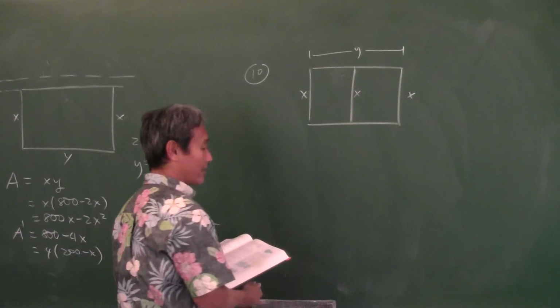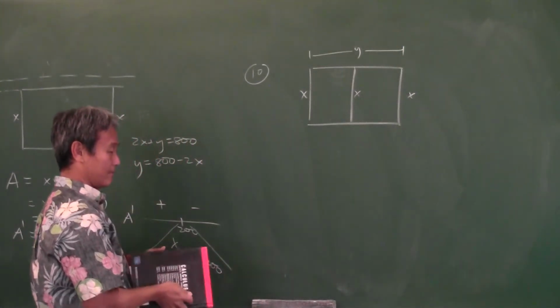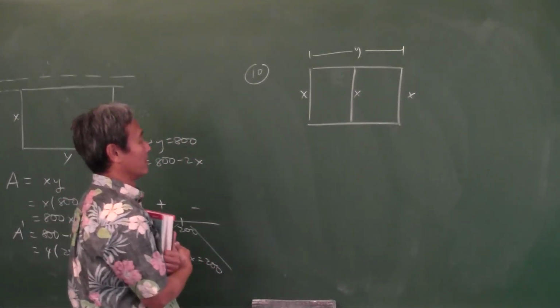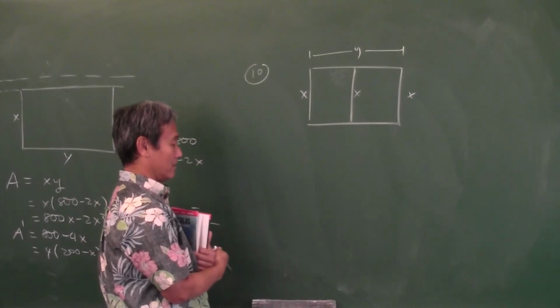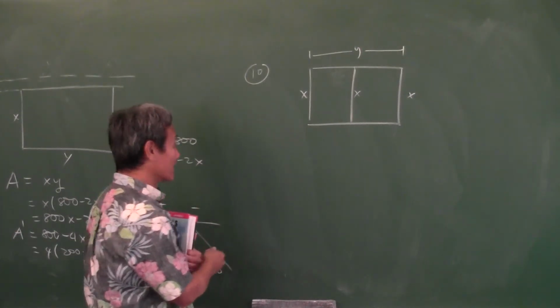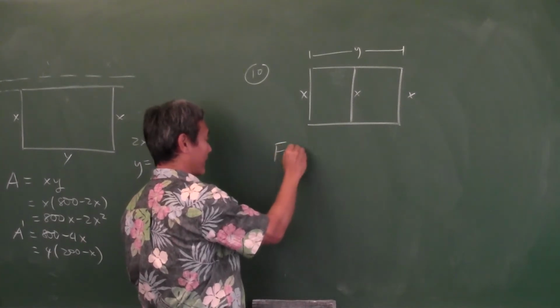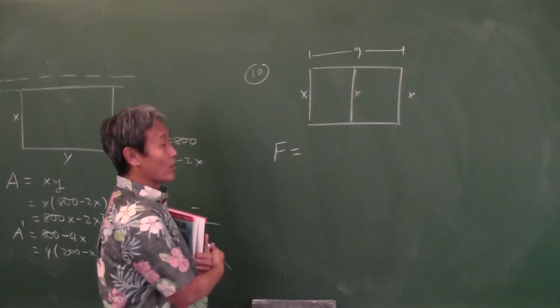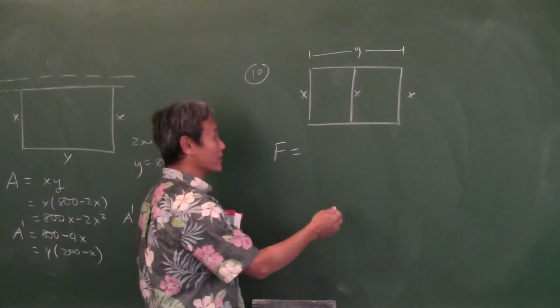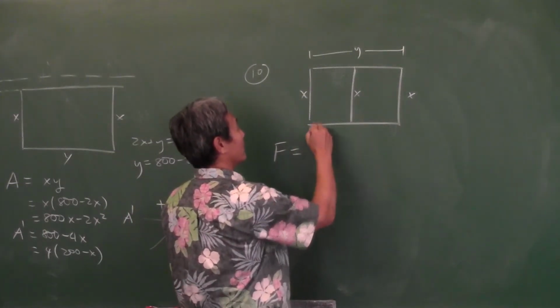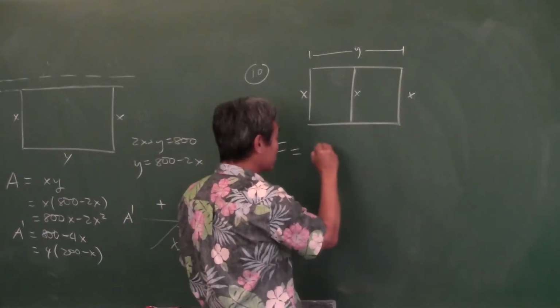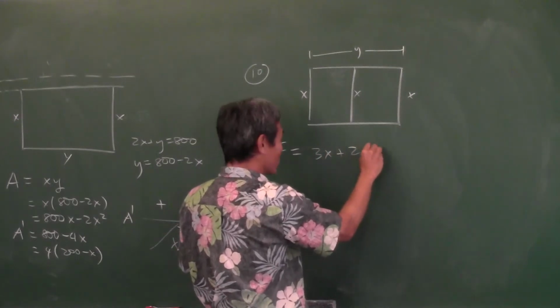What are we trying to maximize or minimize in this problem? If you read, the length of what? The length of the fence. So what do you want to call it, L or F? F. Okay, F for fence, whatever. Okay, so look at this picture. What represents the amount of fence that you're going to use? 1, 2, 3x plus 2y.